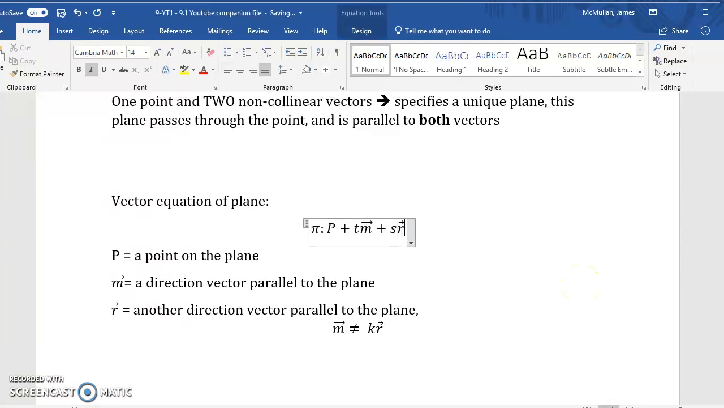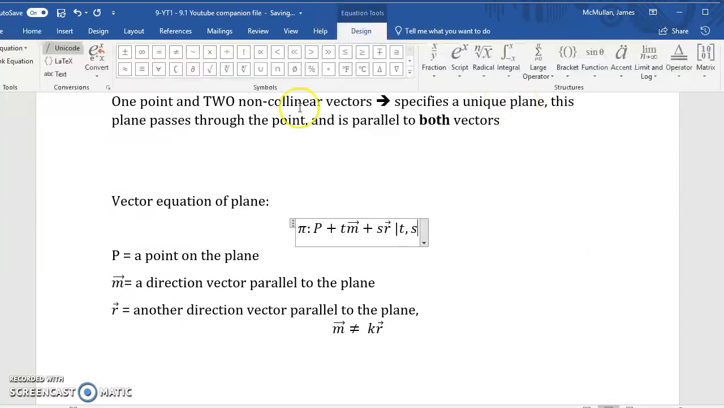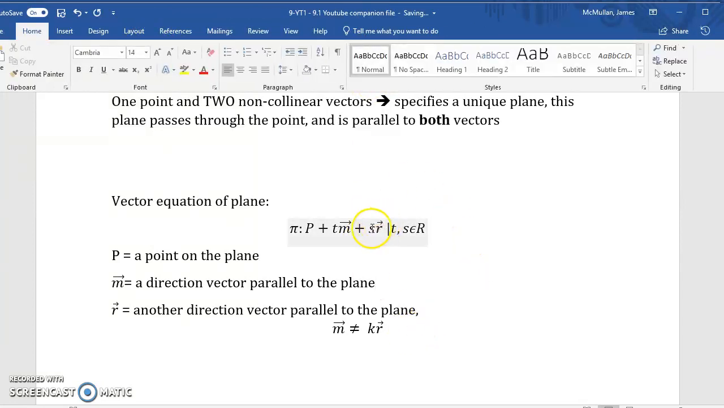So again, what we're going to do here is we're just going to specify that T and S are parameters the same way they were last unit, just basically to say that a plane is like a line. It's a point plus a parameter times a direction vector, but then you have a second parameter and a second direction vector, okay? So T and S are both parameters, and pi is a plane that has that equation. Okay, now this, the idea behind this is also important to try to think about.